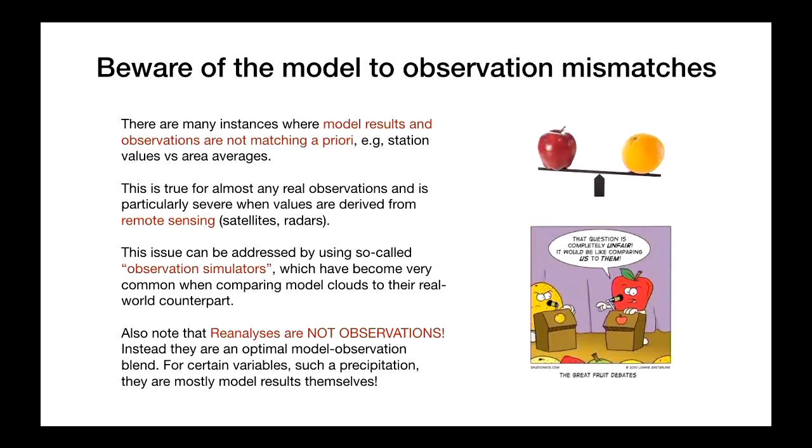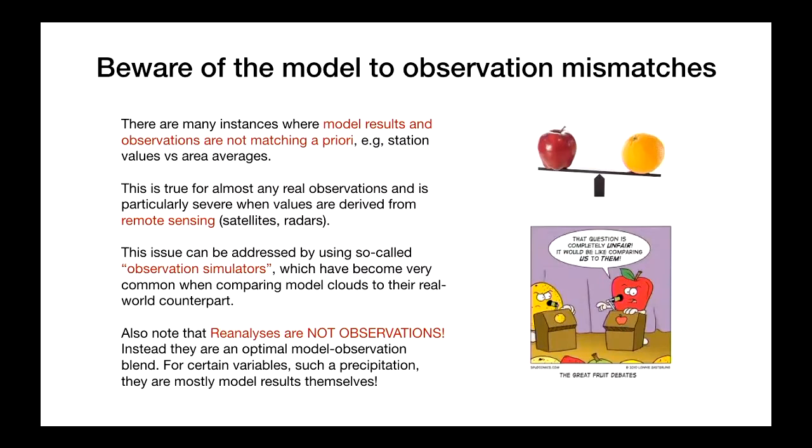It's true for almost all real observations, and it's particularly severe when these observations come from remote sensing, i.e. when they come from satellites. You know, there's lots of rainfall data sets, but really behind those rainfall data sets is satellite observations, either done with radars or with radiometers. Radars is the same thing. A radar doesn't measure rain. Radar measures reflected radiation at a particular wavelength, and from that infers what the rain may have been.